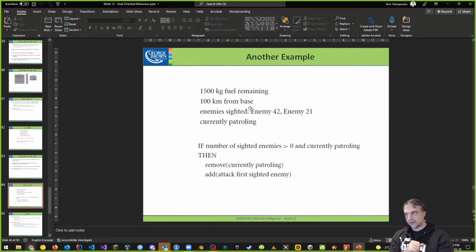Think about this almost like a stack of information that we might have, right? And add attack first sighted enemy. So attack first sighted enemy is part of the database as an action, right? That's the new state that we're going to take. First sighted enemy might be enemy 21 or enemy 42. Don't know. Okay, so that is kind of interesting, a way of doing things.